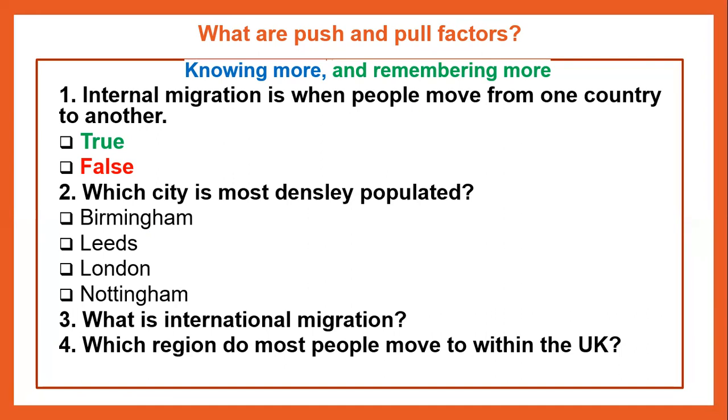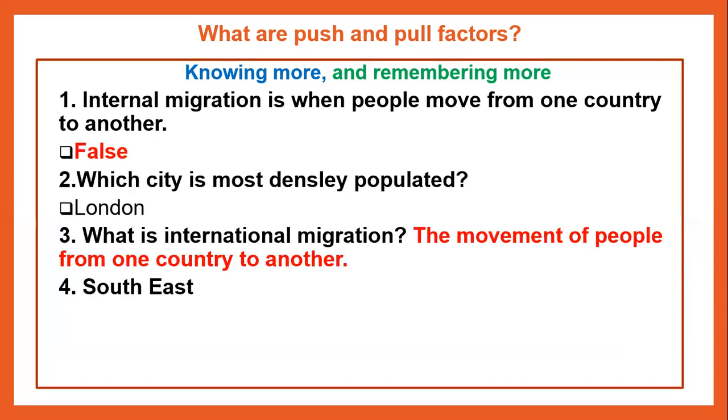Okay, you should have given answers for all of them. Let's go through the answers and have a look. Question 1. Internal migration is when people move from one country to another. It is false. Internal migration is when people move within the same country. Number 2, which city is most densely populated? It would be London.